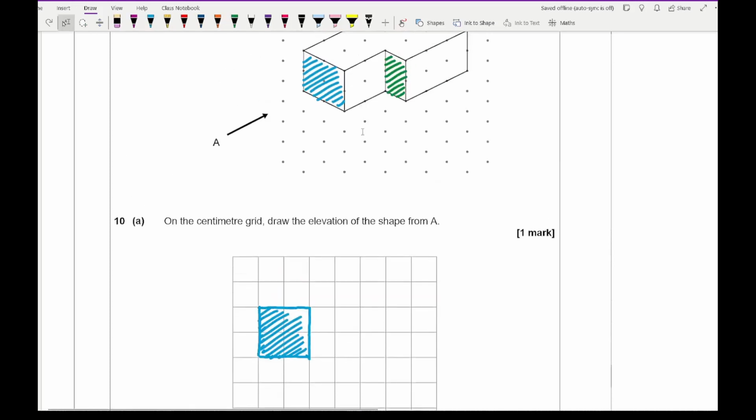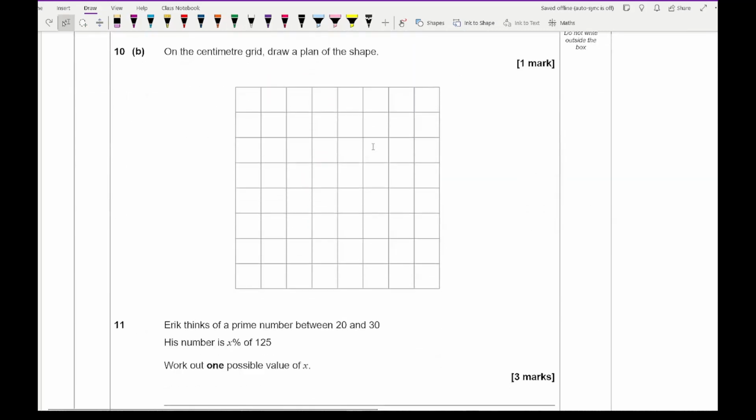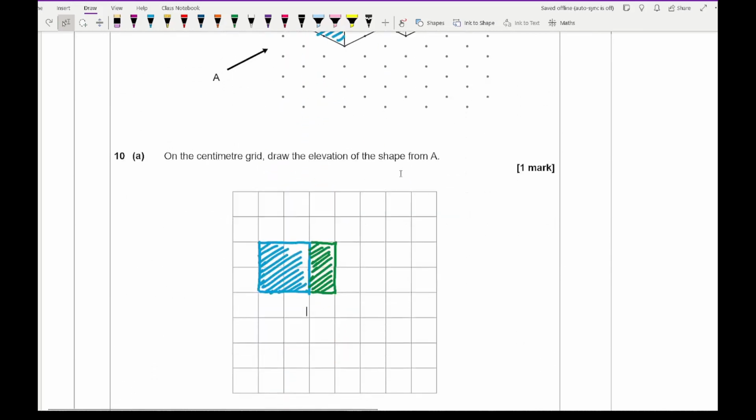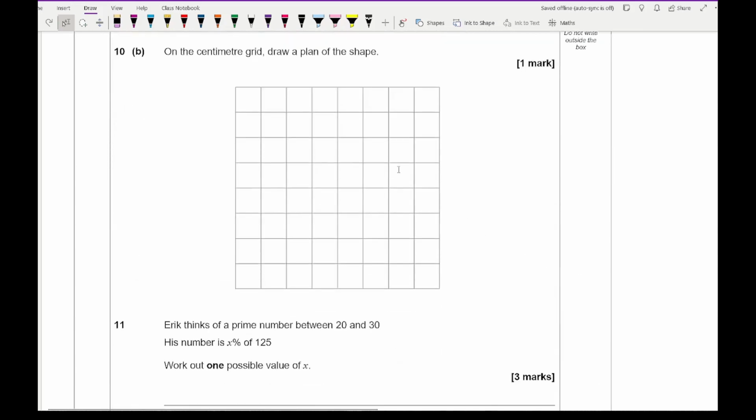And then I've got 1x2, which is just there. And I'm just going to shade it in just to show that you can see where I've got that from. Then for B, it says on the grid, draw the plan of the shape. Now you can see that the plan of the shape is a bit like a P shape, so that's exactly what I need to draw. So I need to draw a P shape. So looking at this now, and look, something like this.